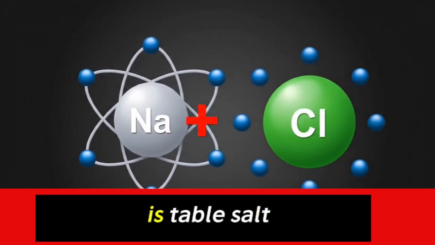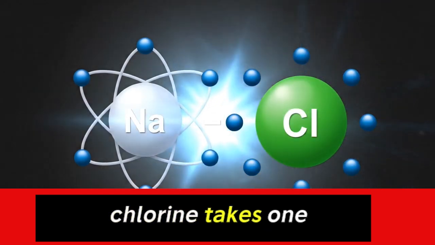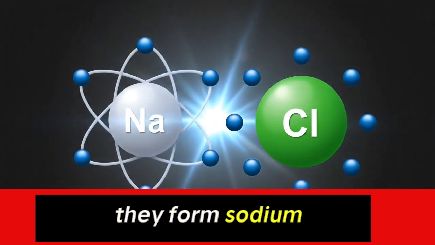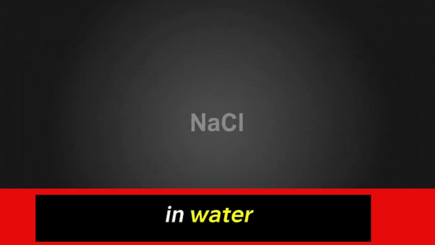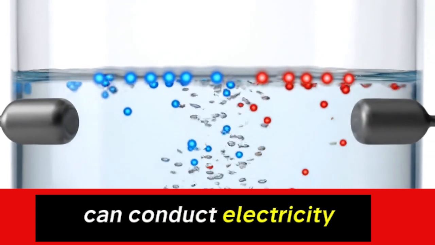A common example is table salt. Sodium gives one electron. Chlorine takes one electron. They form sodium chloride. When salt dissolves in water, it breaks into ions. That is why salt water can conduct electricity.